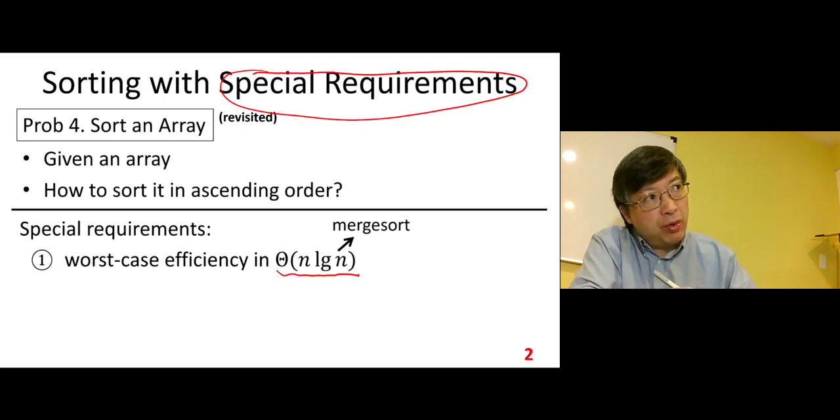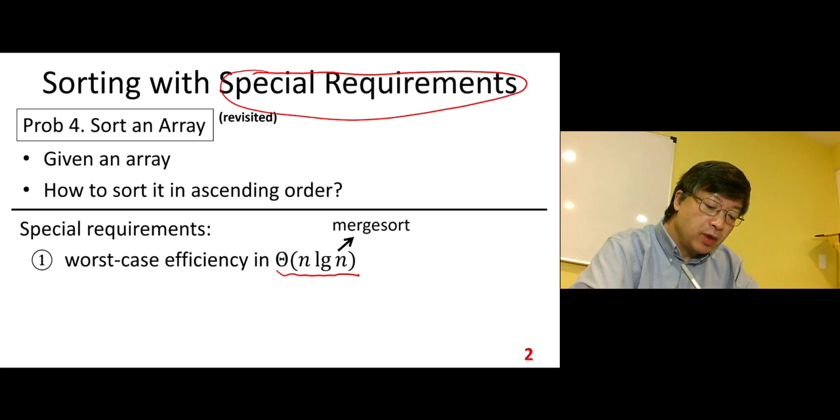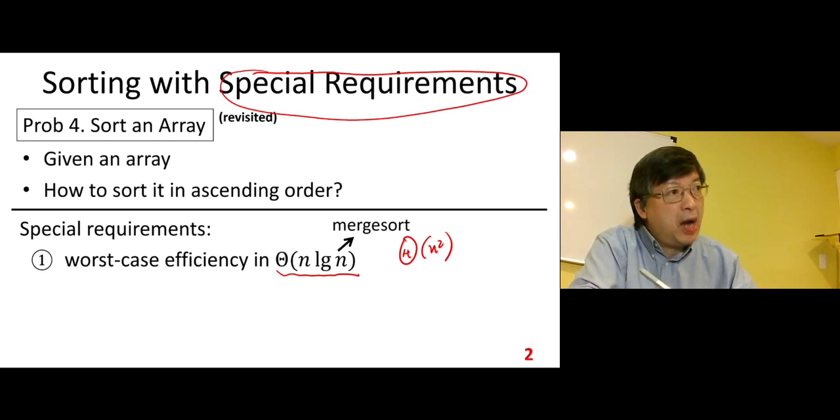But how about quick sort? No. We just learned that for the worst case, quick sort is big theta of n squared. So quick sort does not satisfy this requirement.